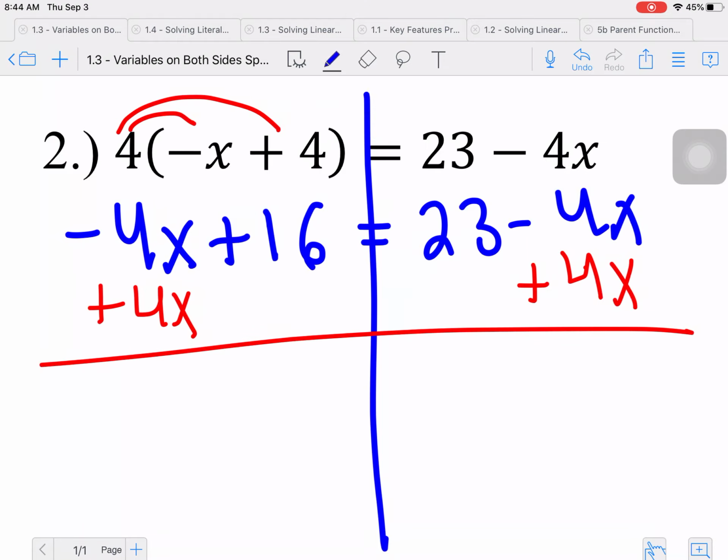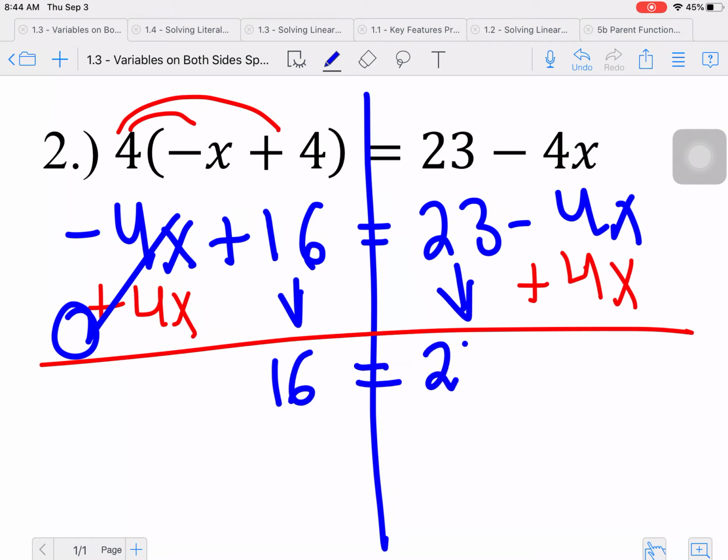Cool. Let's do the math. -4x plus 4x equals 0. Okay, and then I'm not going to write it down. I'm going to drop the 16. I'm going to drop the 23. And -4x plus 4x also equals 0. So we run into a problem. Where is the x?